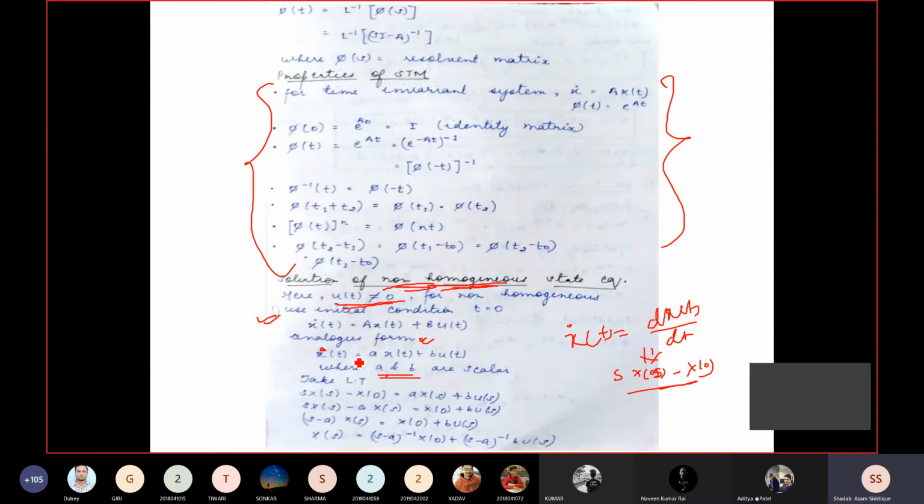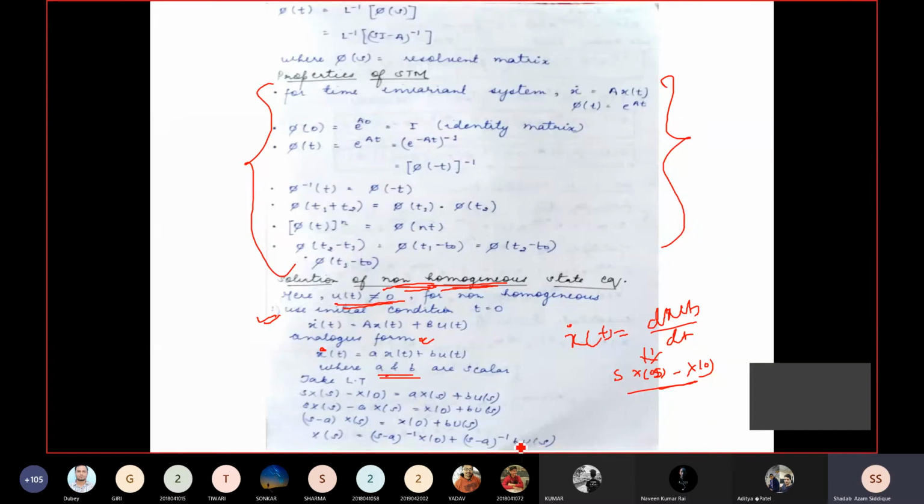The second point, we'll go through without initial condition. So we can simply go through this: x of s minus ax of s is equal to x of 0 plus bu of s. We can take s minus a as common, so x of s times s minus a can be written as x of 0 plus bu of s. So x of s can be written as s minus a inverse x of 0 plus s minus a inverse bu of s. Okay, so this is simply the representation.